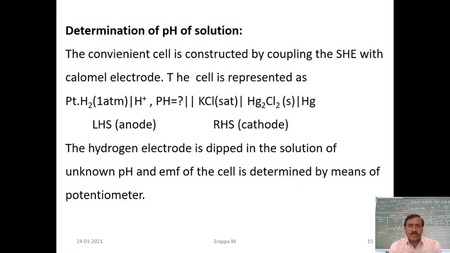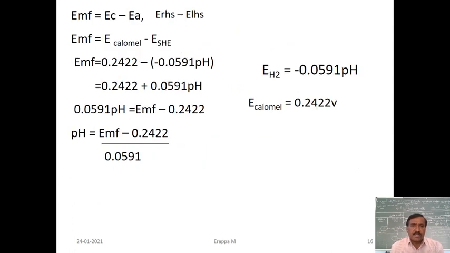In the hydrogen electrode, the pH has to be determined. You have taken the solution. LHS is the anode, RHS is the cathode. The hydrogen electrode is dipped in the solution of unknown pH and the EMF of the cell is determined by means of a potentiometer. So EMF is equal to Ec minus Ea, that is E of RHS minus LHS. EMF is equal to RHS, calomel, minus LHS, SHE.